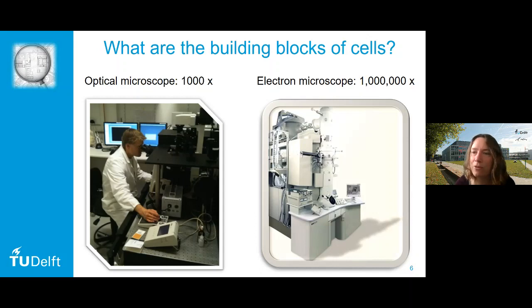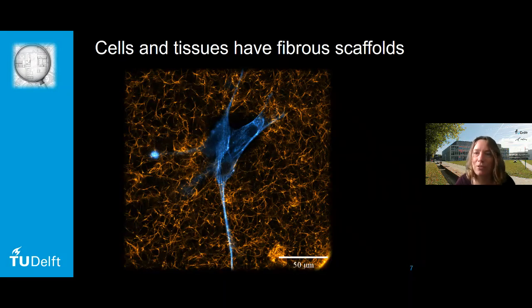And an even more powerful microscope that we also use in our department is an electron microscope, which can magnify up to 1 million times. So what do we see when we look at cells and tissues through these microscopes? Well, it depends actually on which molecules you stain, but the molecules that we stain with fluorescent dyes are actually proteins that form the mechanical frameworks of cells.